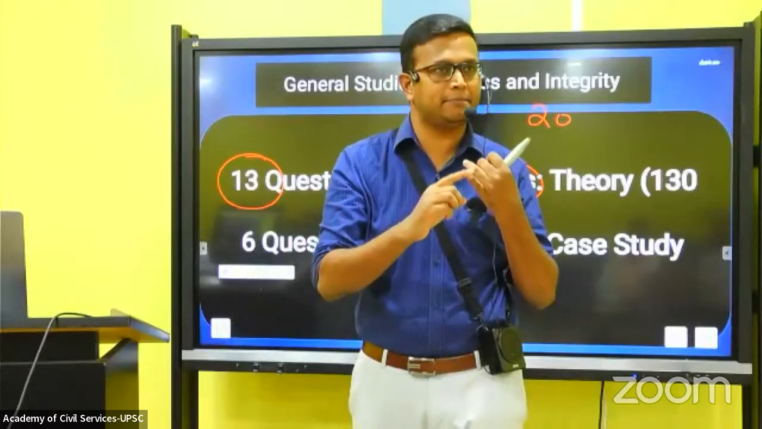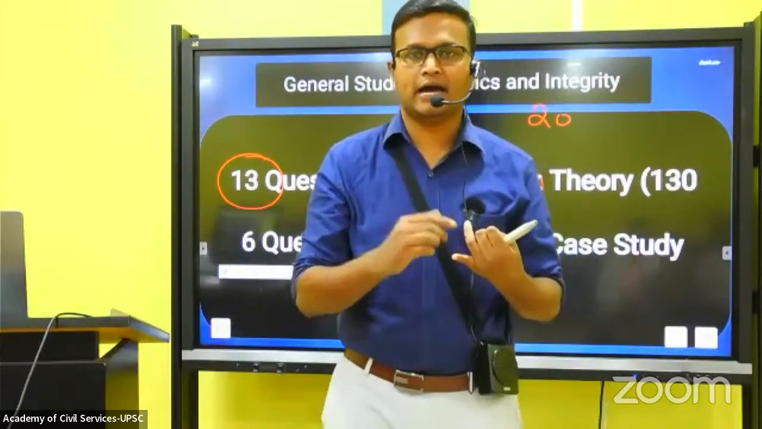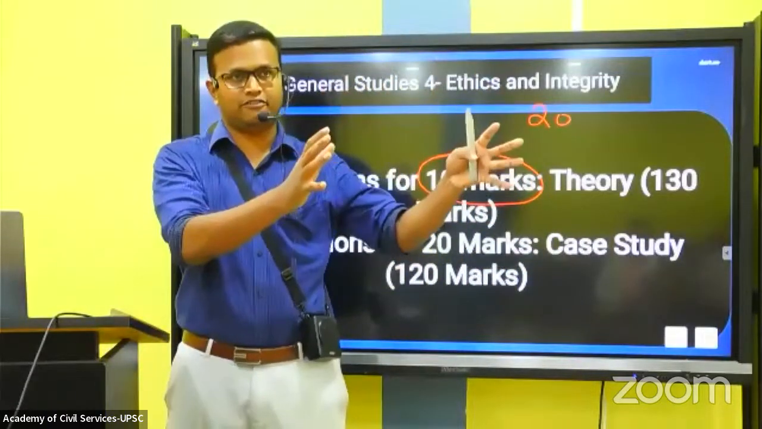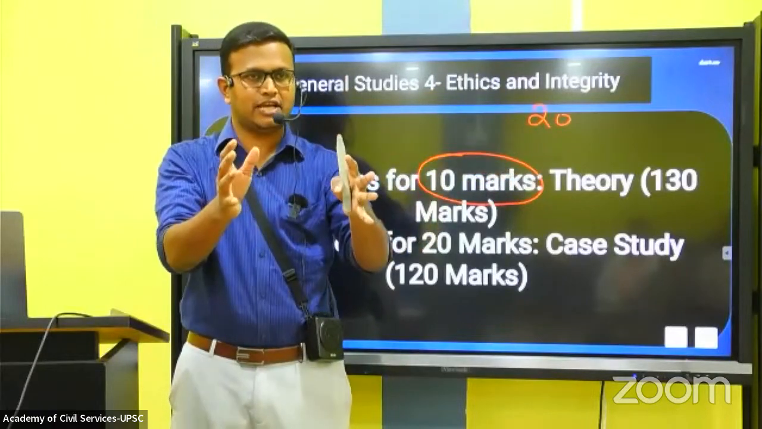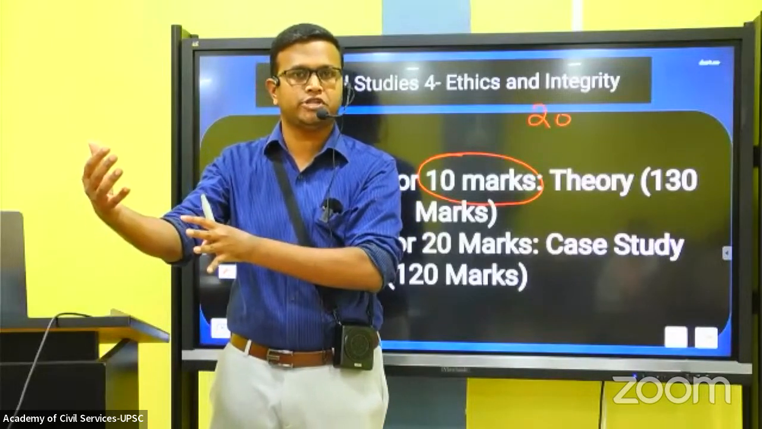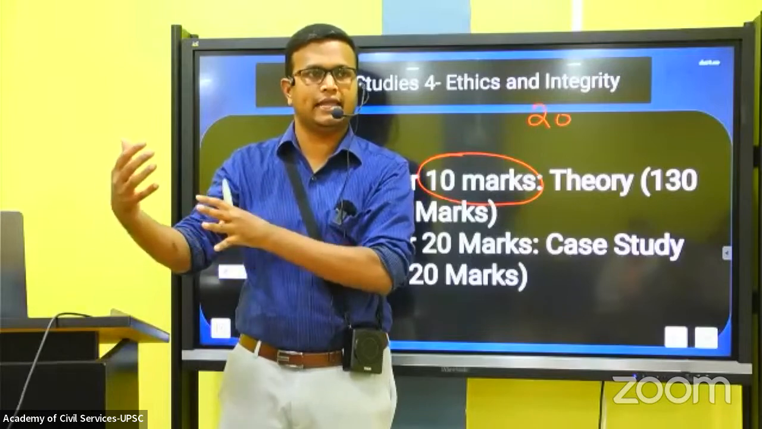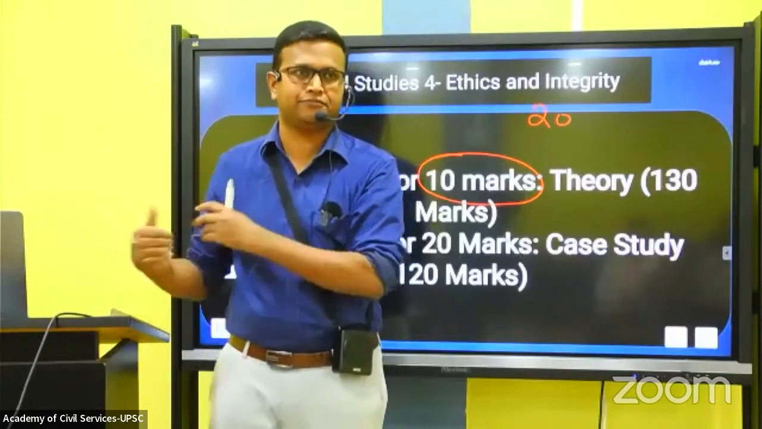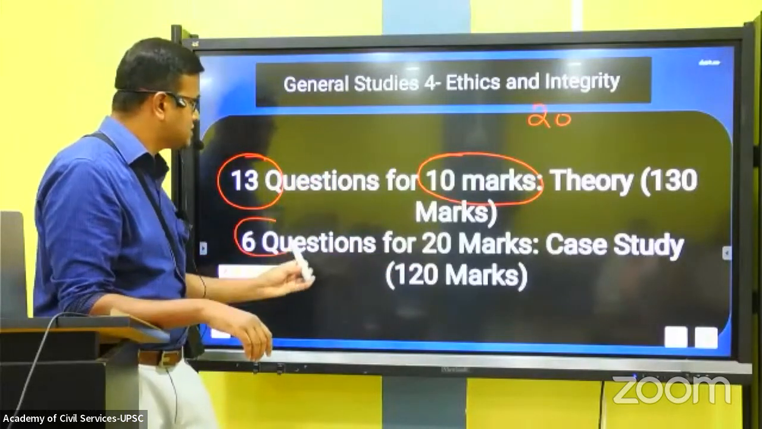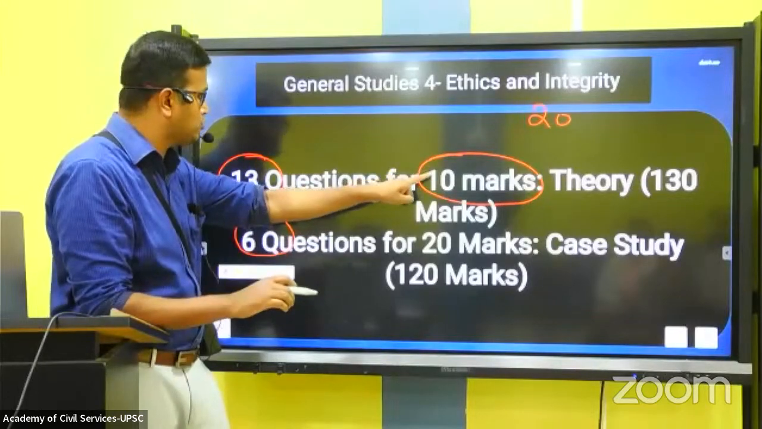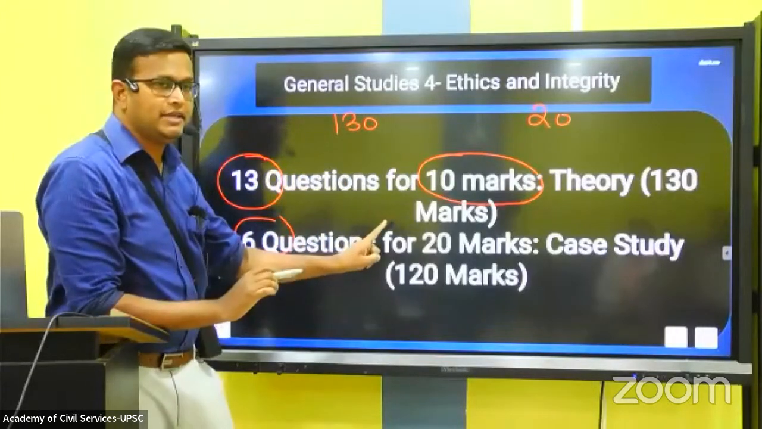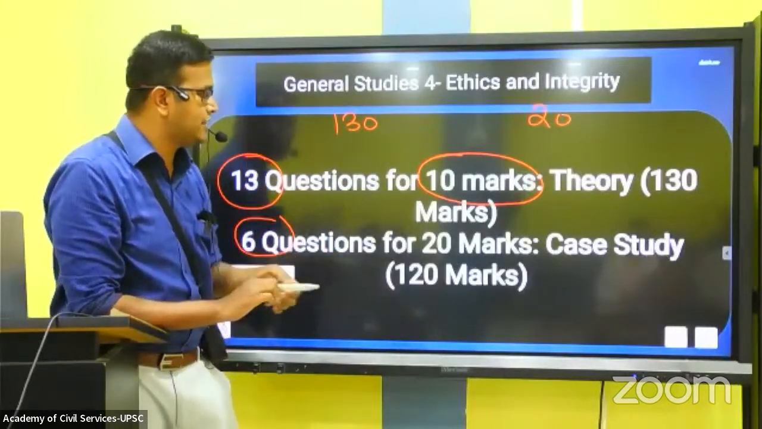A question might come: what does an ethical dilemma mean? What are the solutions for an ethical dilemma for a public servant? For that theory, we have to learn the definition of ethical dilemma, situations in which it might arise, and how to reach a solution or conclusion when an ethical dilemma arises in our public life. These are examples of theoretical questions. But for the remaining 6 questions, by answering 10 questions you get only 130 marks; the last 6 questions each carry 20 marks, and you get 120 marks.